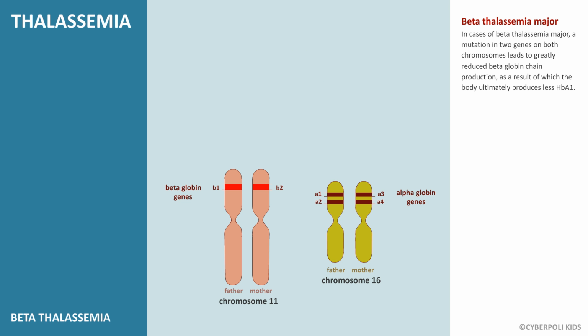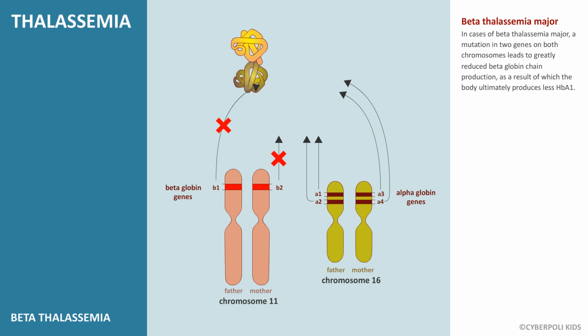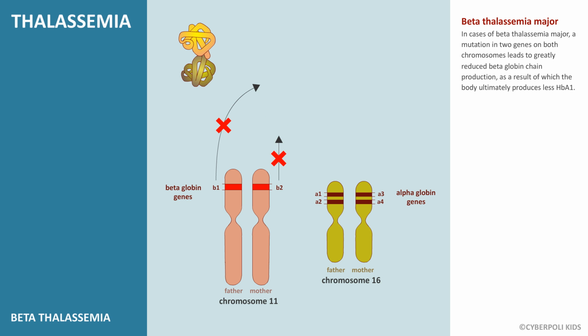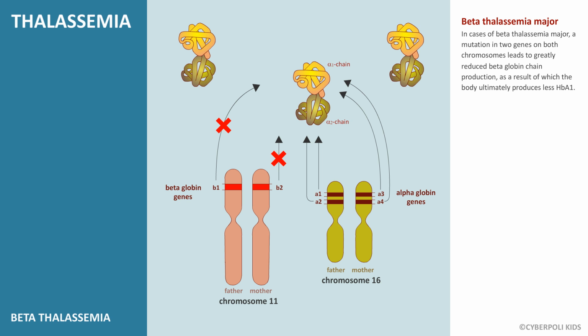In cases of beta thalassemia major, a mutation in 2 genes on both chromosomes leads to greatly reduced beta globin chain production, as a result of which the body ultimately produces less HbA1.